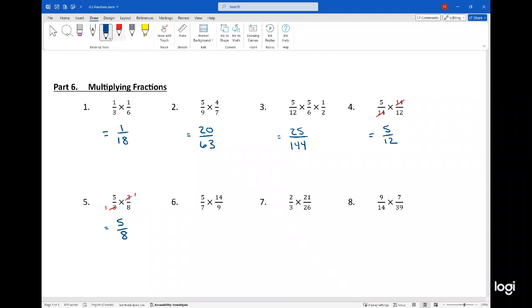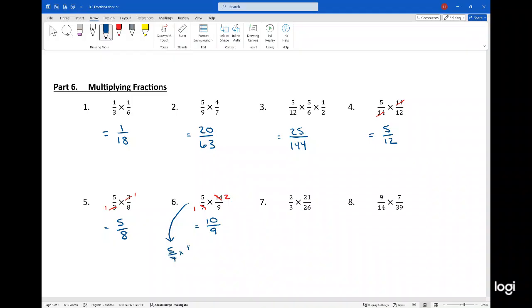For question 6, I could do something similar. 7 and 14 don't cancel each other out. However, I can divide the 7 by 7 and get 1, and the 14 by 7 and get 2. And now I can do 5 times 2 is 10. 1 times 9 is 9. Now I should point out, if you wanted to do this the long way, there's nothing stopping you from doing it.